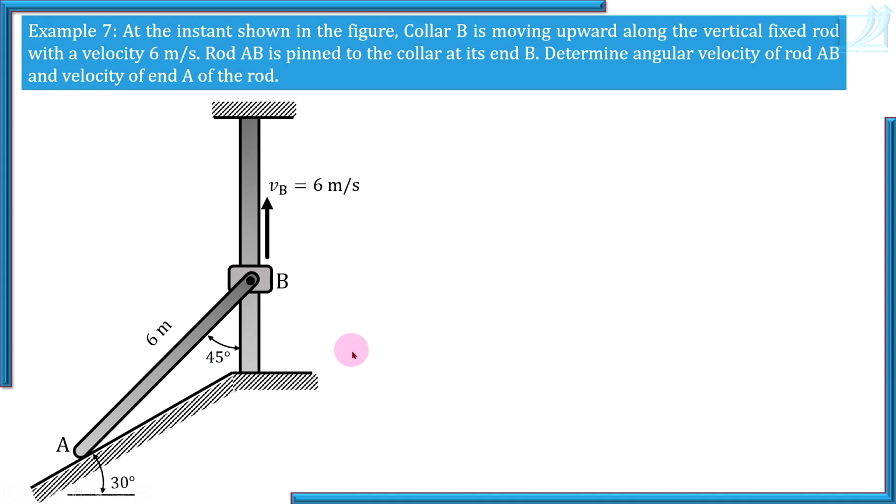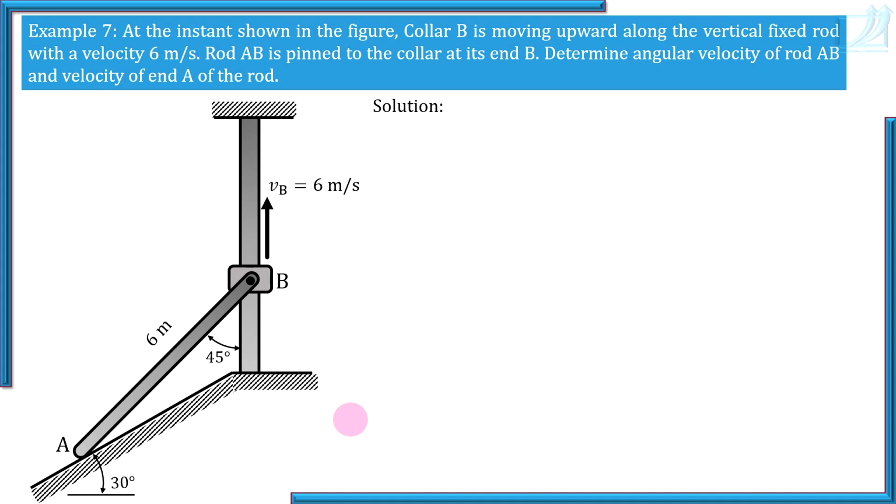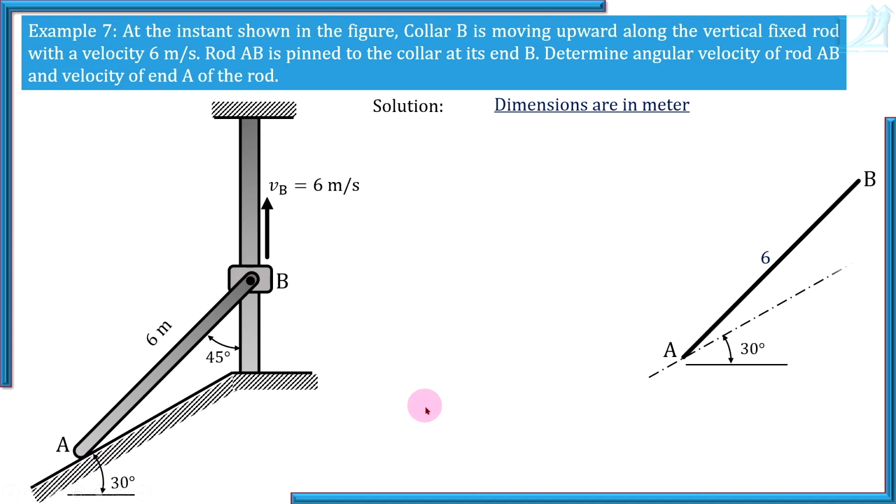Just to make you visualize the motion, focus on this diagram now. Collar B can slide on the rod. So collar B is sliding on the rod and end A is moving along the surface upwards. So this is the mechanism. Now focus on rod AB and show known velocity vectors on rod AB. So this is rod AB, 6 meters long. Dimensions are in meters. Surface makes 30 degrees with horizontal.